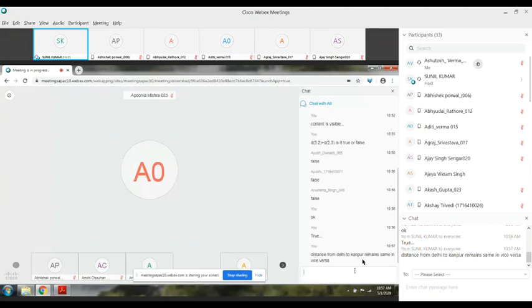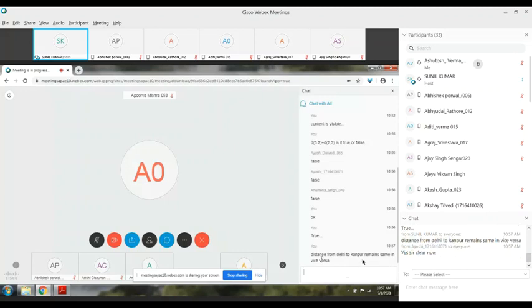Is it clear or not? The distance from Delhi to Kanpur remains the same in the vice versa. If you are taking the distance from Kanpur to Delhi or Delhi to Kanpur, same? Yes, sir, it is clear. Okay, thank you, you've responded. So that's why this is the same.